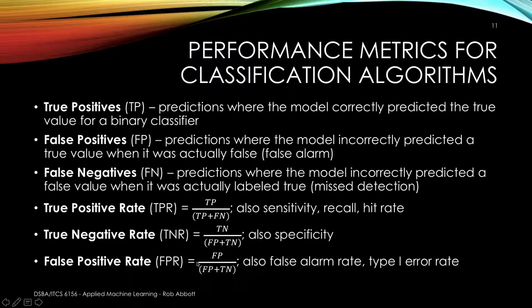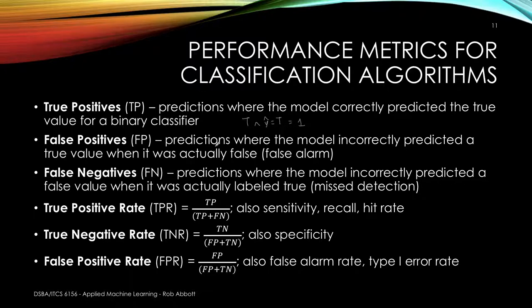So performance metrics for classification algorithms, these are some of the common ones that we use. True positives, this is where the model correctly predicted the value for a binary classifier. So if I'm talking about labeled data, the expert in this case said it was true, and the prediction for the model yielded true. So true and true equals true. So in that case, I ended up with a good answer, a good prediction.